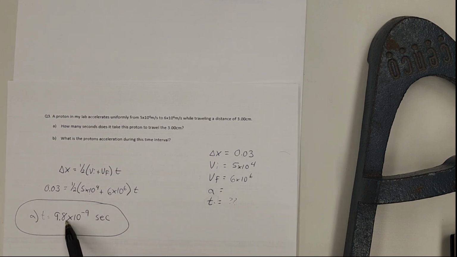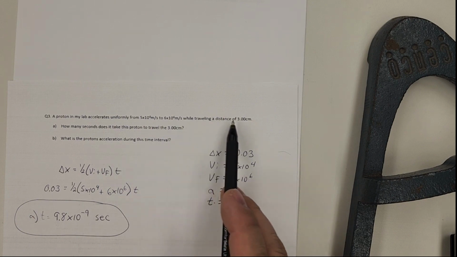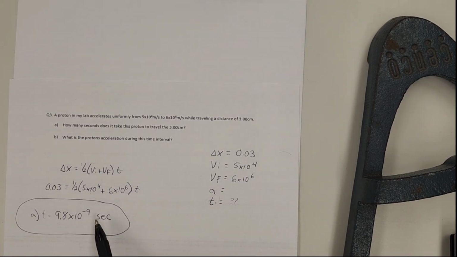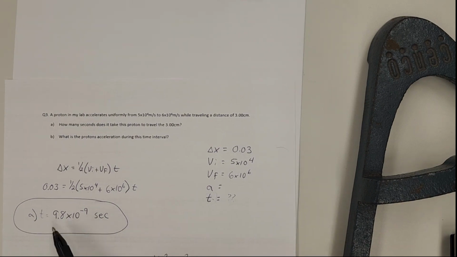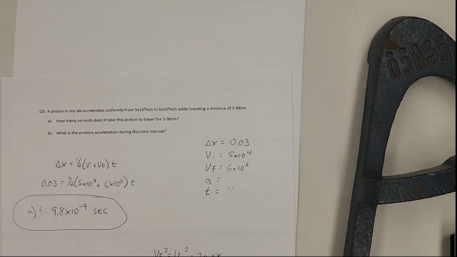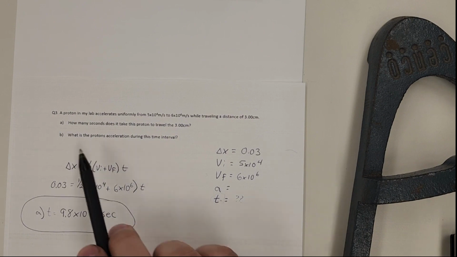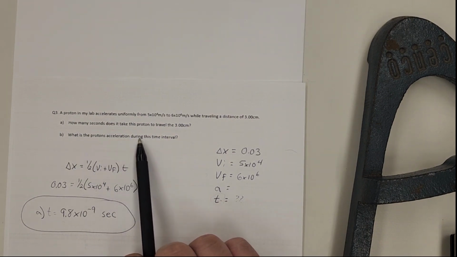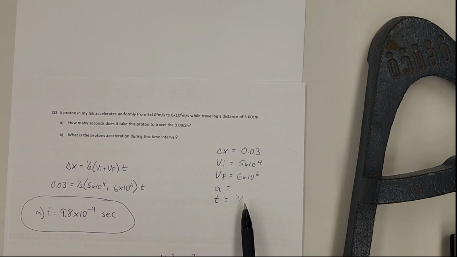If we do that, we get that t is equal to 9.8 times 10 to the negative 9th seconds. This is traveling very fast over a very small distance, so our answer should make sense: it is a very, very quick transition in those 3 centimeters. So 9.8 times 10 to the negative 9th seconds. The second part asks, what is the proton's acceleration during that time interval? So now we're looking for a.